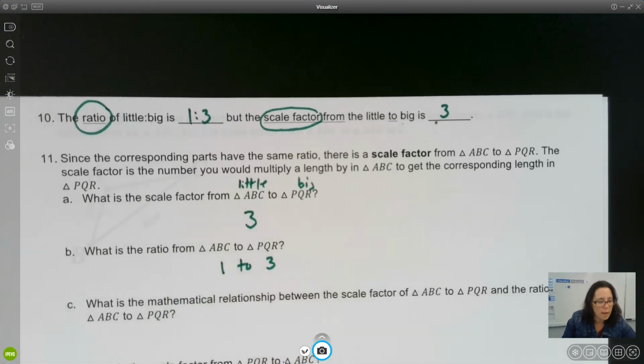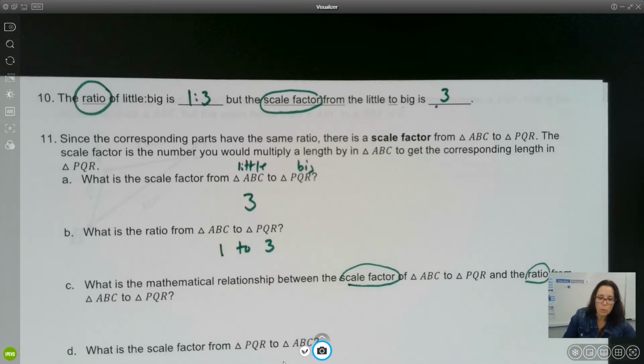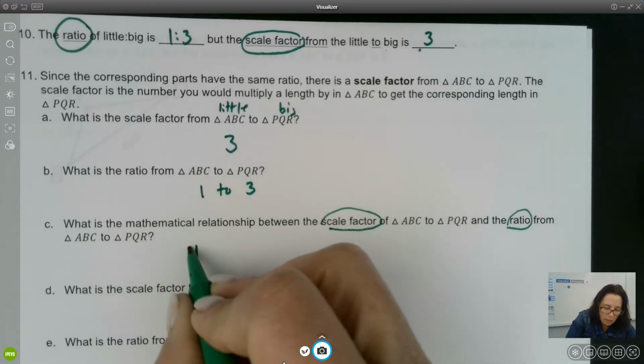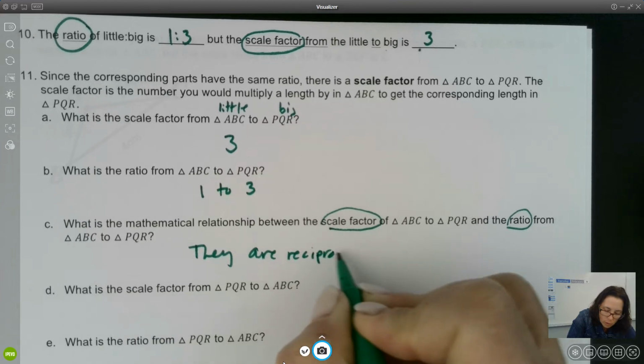That's one big takeaway. What is the mathematical relationship between the scale factor of triangle ABC to triangle PQR and the ratio from triangle ABC to triangle PQR? So we're comparing scale factor and we're comparing ratio from small to big, small to big. They are reciprocals.